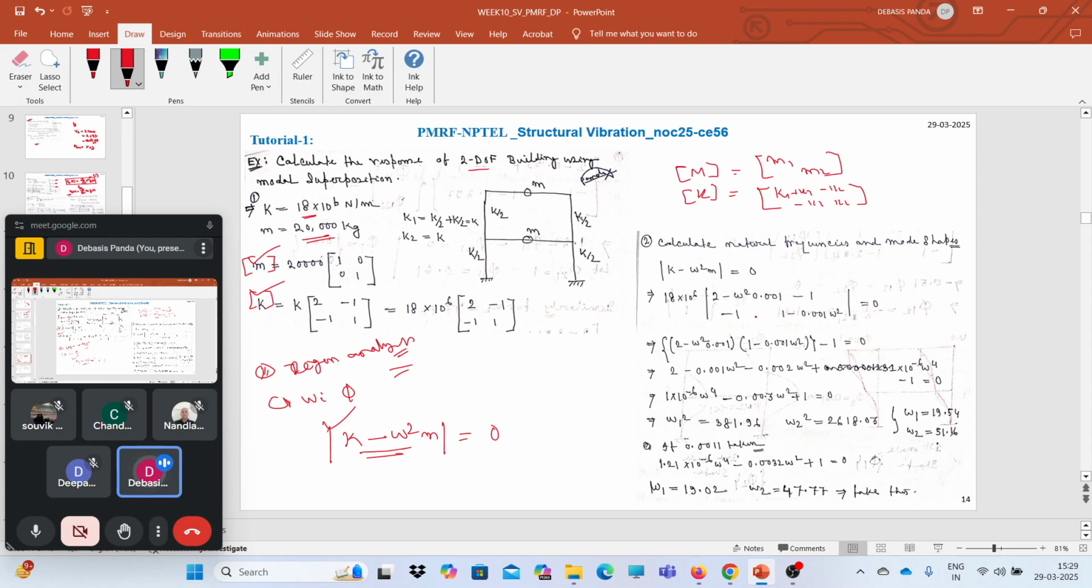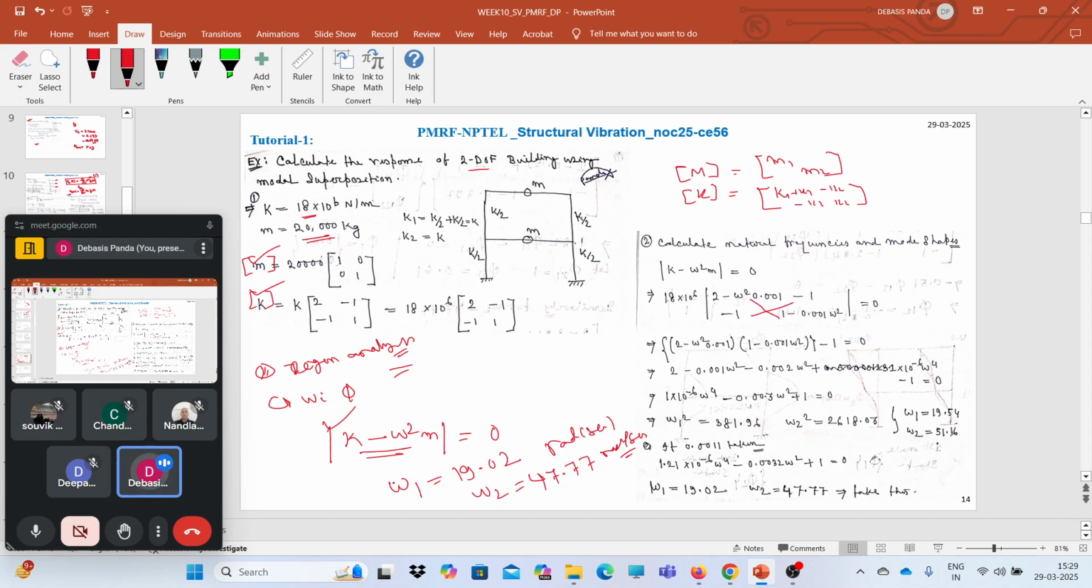Now the determinant is simple. You need to multiply this into this and minus this into this. Finally we have this equation, and I have calculated omega 1 equals 19.02 and omega 2 equals 47.77 rad per second, right?